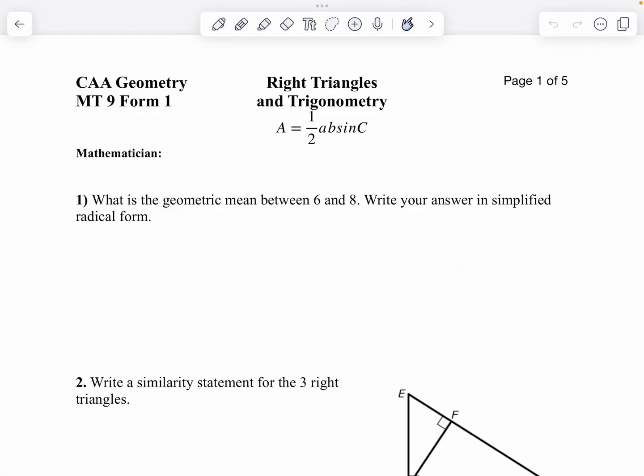Hello, let's review our MT9 practice test. First off, to find the geometric mean. Most of you got the first part right. That is, to find the geometric mean, we multiply the two numbers and take their square root.